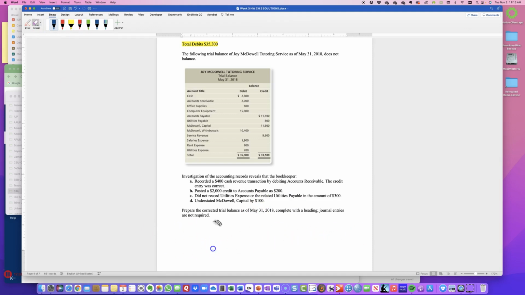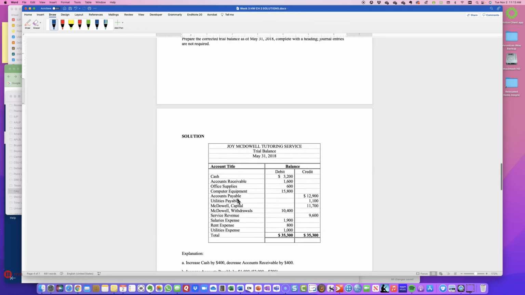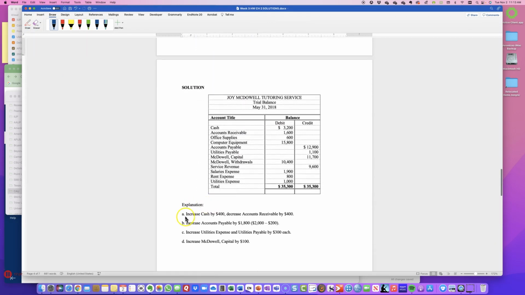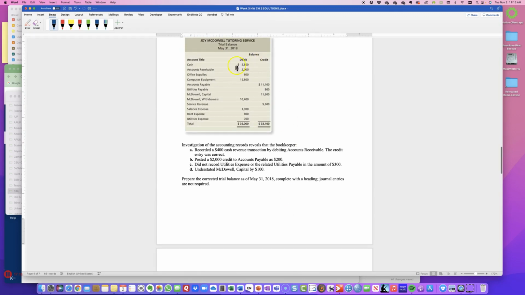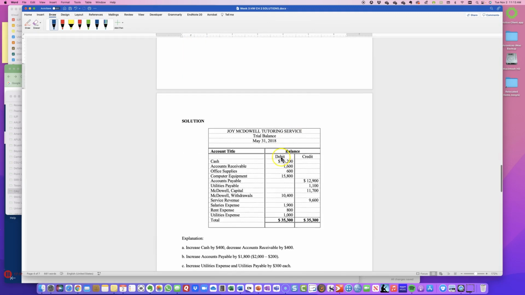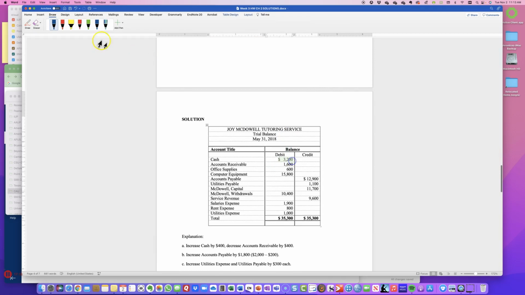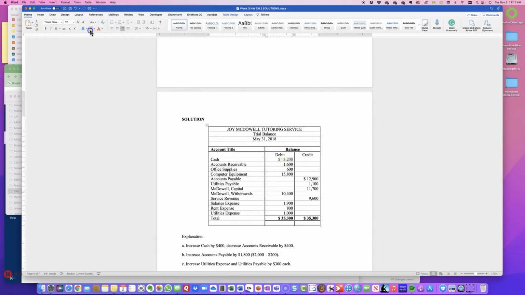So let me erase that here. Perfect. So this is what we want to do here, right? So then we need to increase the cash by $400 and decrease the revenue by $400. So if you have here the 2,800, we're going to add 400 to that to get to the 3,200. So we're going to make a note of that.